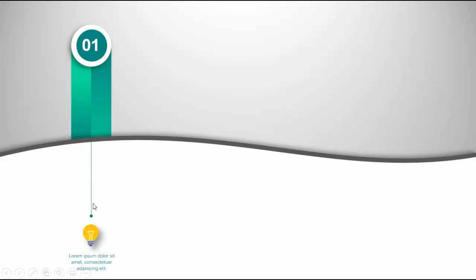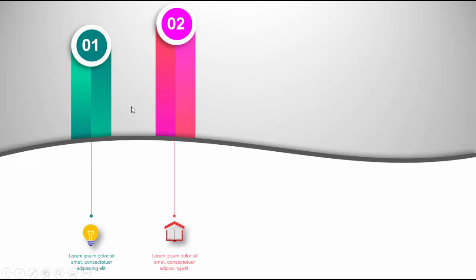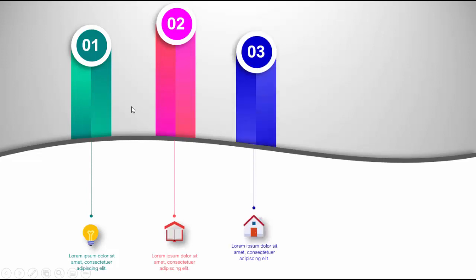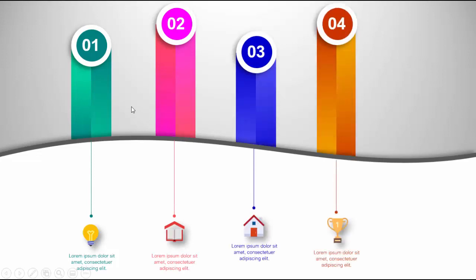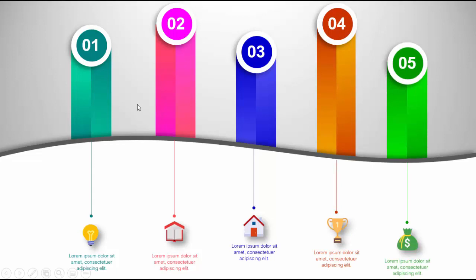In this tutorial I am going to show you how to create a bar infographic slide in PowerPoint. You can see here I have created a curved line, and when I click, the first graph will come, and then at the bottom it will show you a line with an icon and text. Similarly, when I click, 2 will come, then 3, 4 and 5. And if you'd like to increase the bars, you can, but I have used 5.